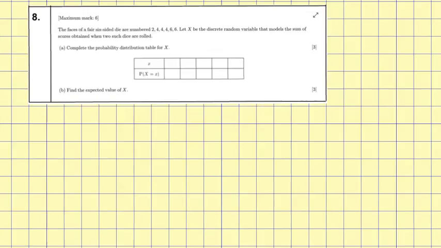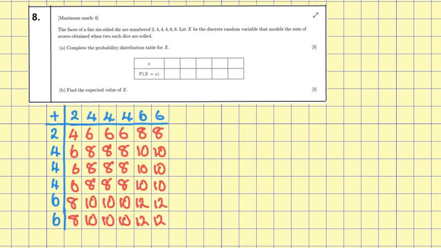The faces of a fair six-sided dice are numbered 2, 4, 4, 4, 6, 6. Let x be the discrete random variable that models the sum score obtained when two such dice are rolled. Complete the probability table for x. In order to find out the probabilities, the easiest way to do it is to draw a sample space. Having drawn the sample space, we can now find the probabilities.